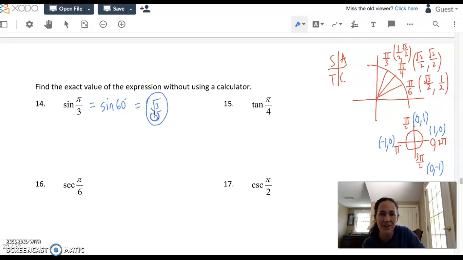All right, one down. Tangent of pi over 4. Think about 45 degrees or pi over 4 here. Put the y over the x. The same thing over itself.